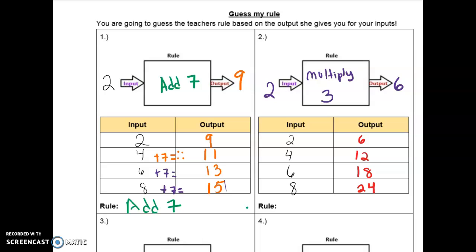So let's test that theory. We're going to do 2 times 3. Does that give me 6? Absolutely. 4 times 3. Yep, that gives me 12. That checks out. And I want to make sure that all of these work out in order to guarantee that all of my input values had the same number multiplied to get my output. So let's look at the bottom two here.